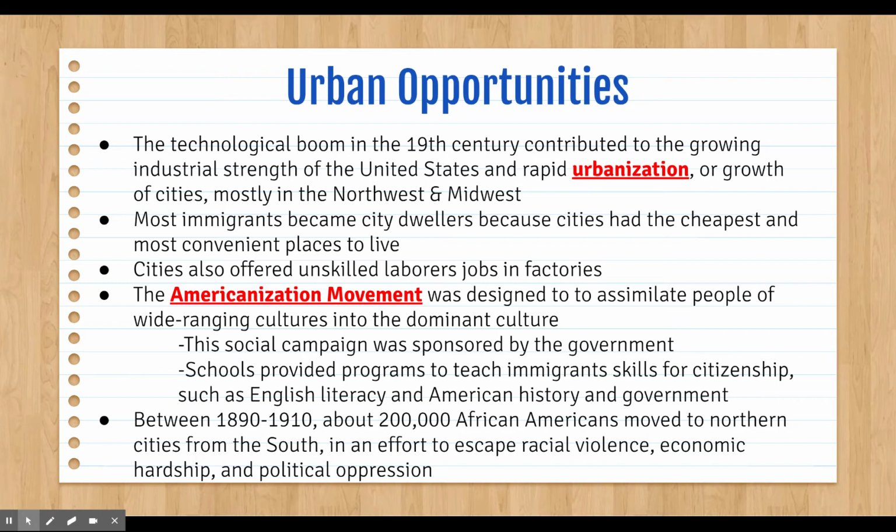So African Americans left the South in an effort to escape racial violence, economic hardship, and political oppression. So very similar to, again, why immigrants are moving to America. They want better opportunities. However, for many African Americans, they found that in northern cities, things weren't much different and they still faced discrimination and segregation.